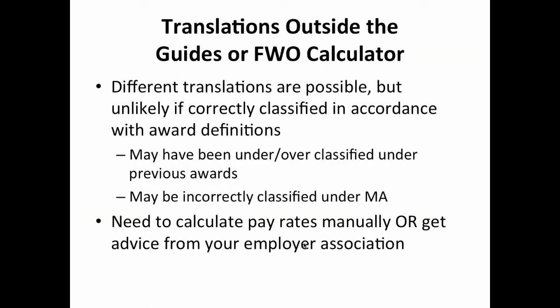If you've got a different translation, it is possible, but it's unlikely if you're correctly classified in accordance with the award. So it may mean that you previously under or over classified someone, or that you're actually trying to incorrectly classify under the modern award. You need to go back and reassess that or get some advice from your employer association. If you're convinced that your calculation is correct, then you may need to calculate those pay rates manually, or as we say, get advice from your employer association.